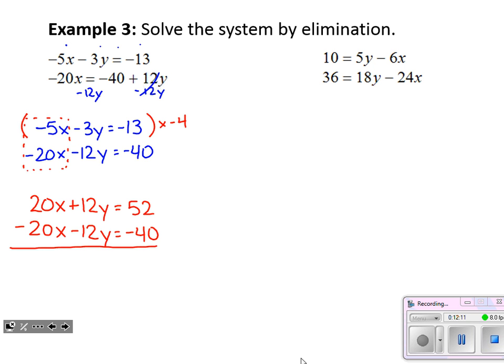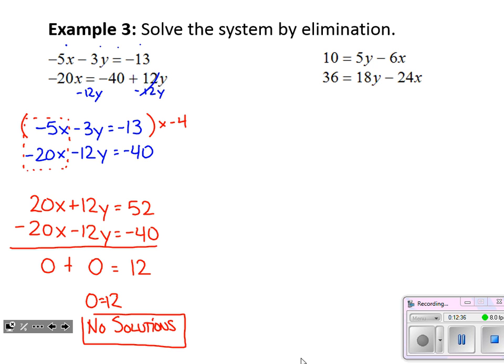Now I'm going to combine the like terms. If I combine the x's together, 20x and negative 20x, I get 0. If I combine the y's together, positive 12y and negative 12y, that's 0. 52 and negative 40 makes 12. So I end up with 0 equals 12, which we said was a no solutions situation. 0 equals a number. We can't really work with that.